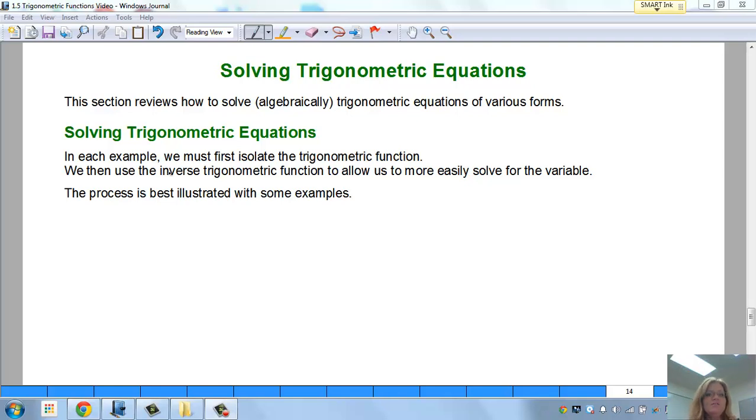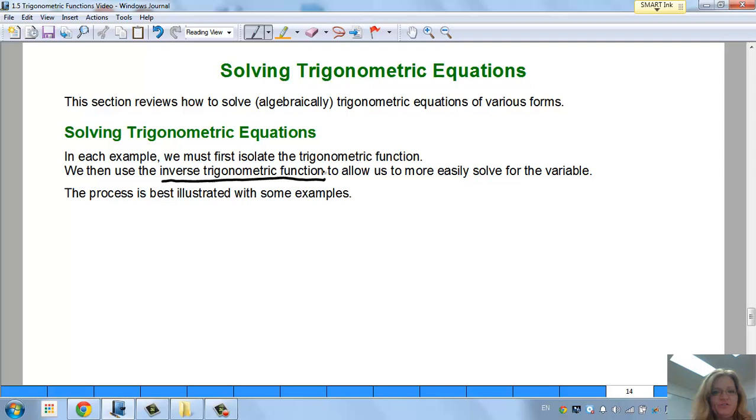This video focuses on solving trigonometric equations, and I'm going to show you algebraically and step by step. In each example we must first isolate the trigonometric function. We then use the inverse trig function that we talked about in an earlier video to allow us to more easily solve for the variable. The process is best illustrated with some examples.